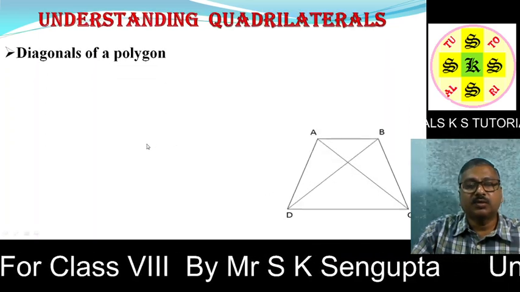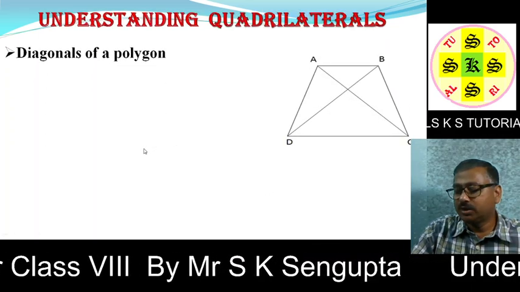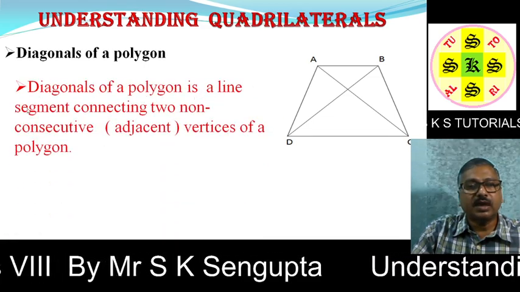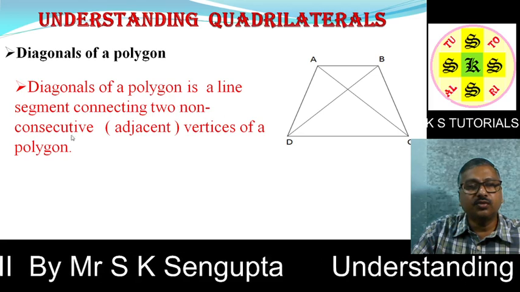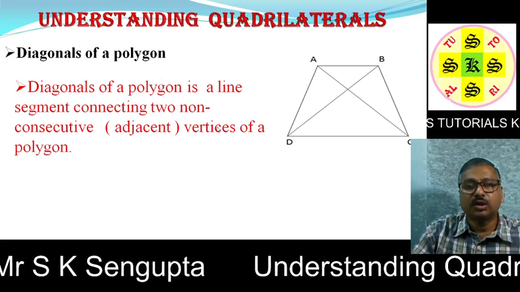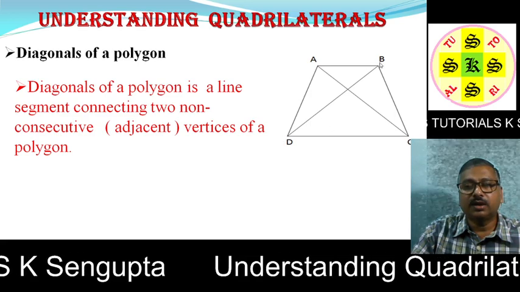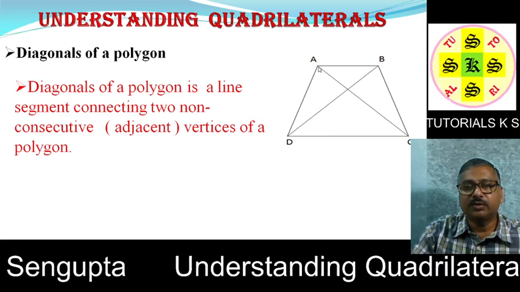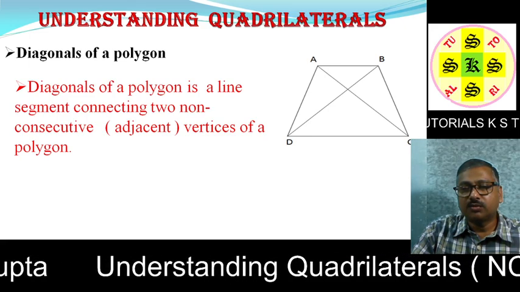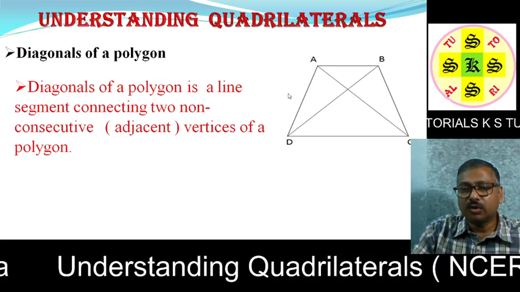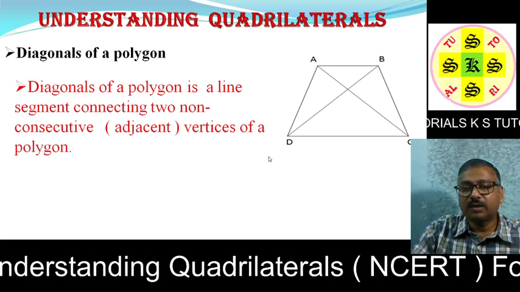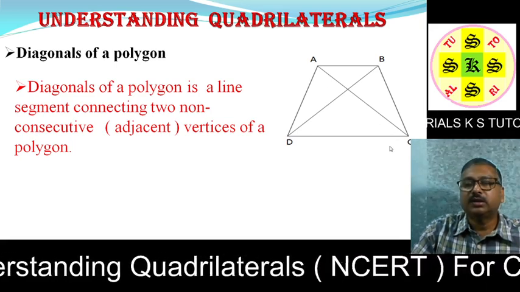Now diagonals of a polygon. Basically we will discuss this for quadrilaterals. A diagonal of a polygon is a line segment connecting two non-adjacent vertices, this is the common definition, or for a quadrilateral, we can say connecting the opposite vertices. If we connect A and C, they are the opposite vertices of a quadrilateral. Similarly, B and D are the opposite vertices. If we connect them, these are known as diagonals.